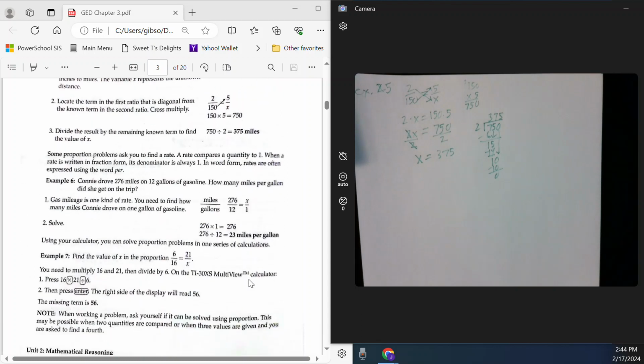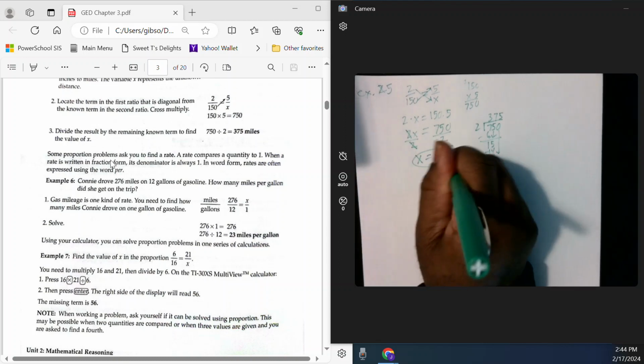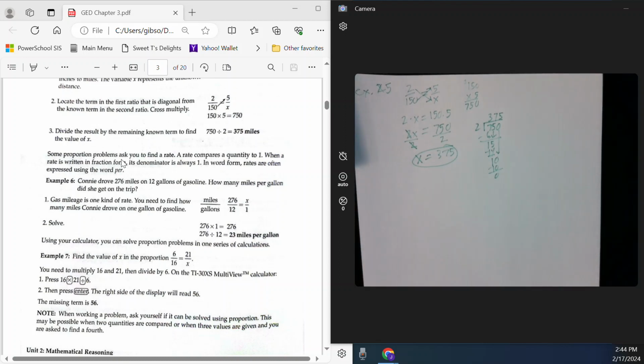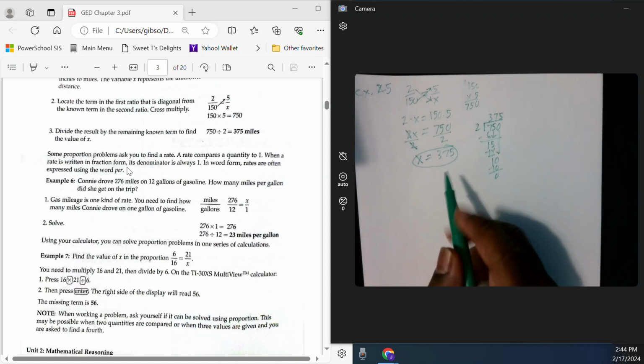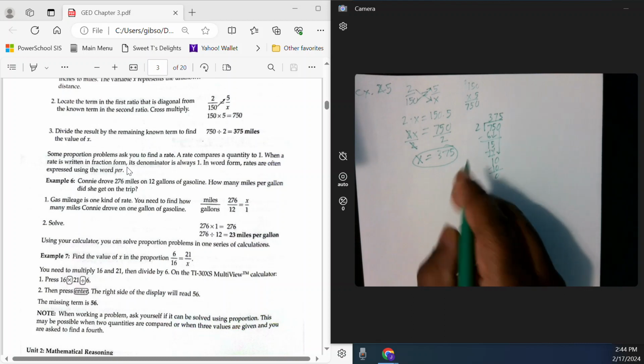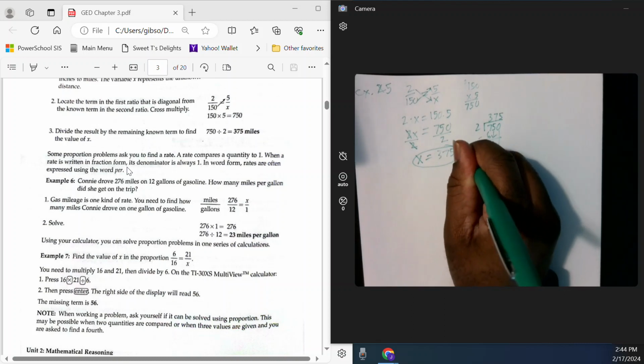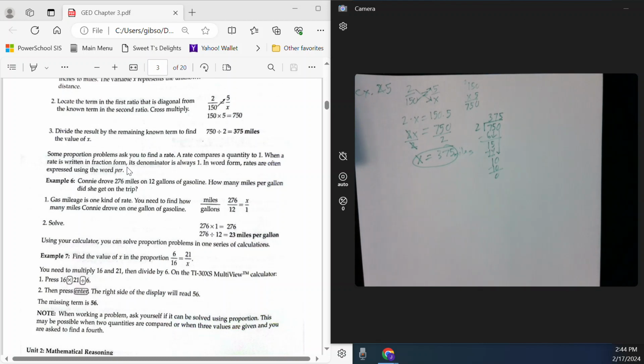Okay, now it says here, some proportion problems ask you to find a rate. A rate compares a quantity to 1. When a rate is written in fraction form, its denominator is always 1. In word form, rates are often expressed using the word per. Before I go to example 6, we need to put the units here as well. So this is 375 miles, not just 375. Now, we move on to example 6.